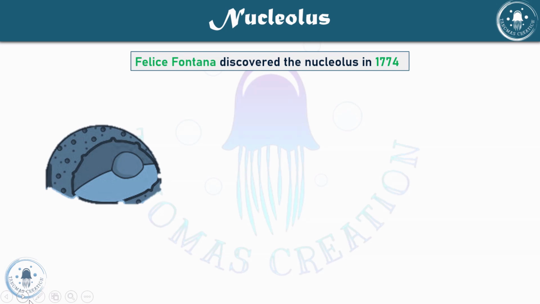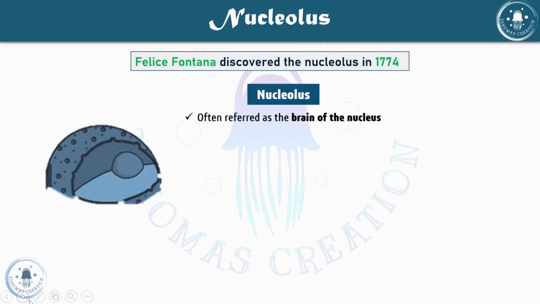There's a fact that the nucleolus was discovered before the nucleus. The nucleolus was discovered in 1774 and the nucleus was discovered in 1831. This is a fact that you should know. Now coming to the function of the nucleolus. The nucleolus is often referred to as the brain of the nucleus.